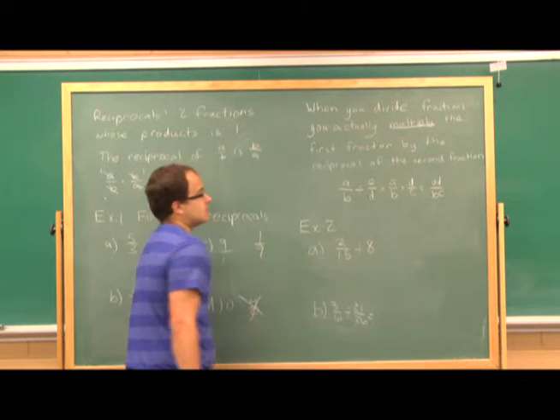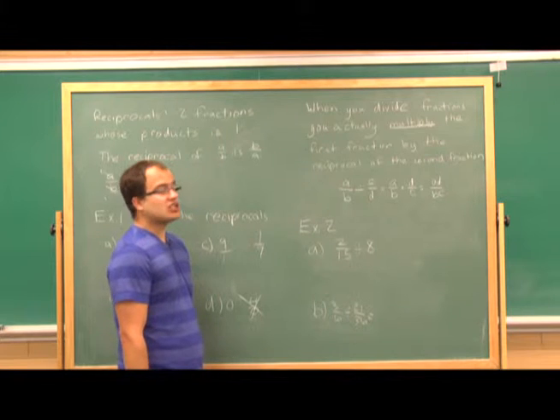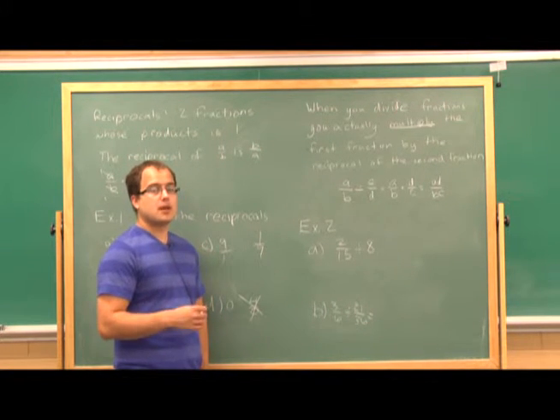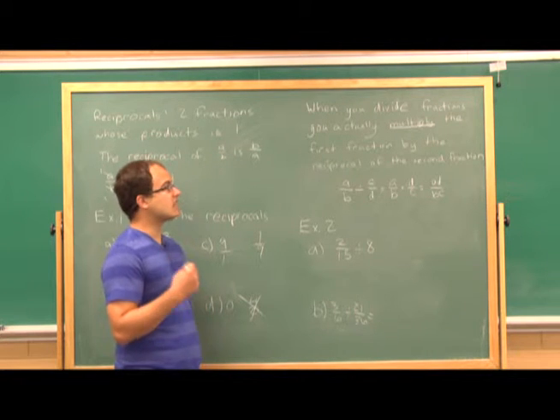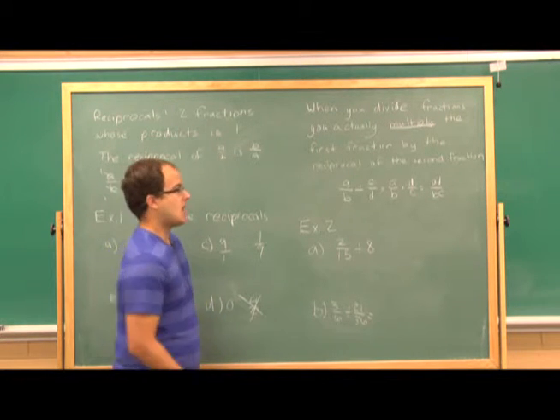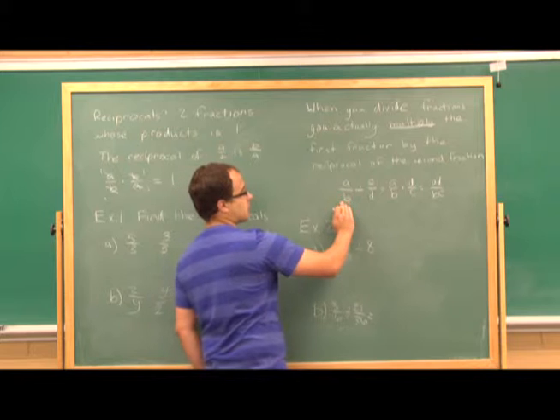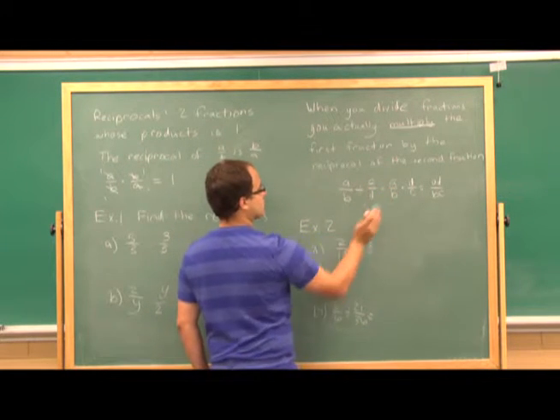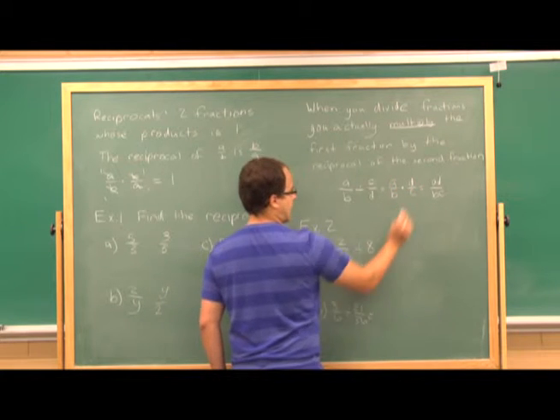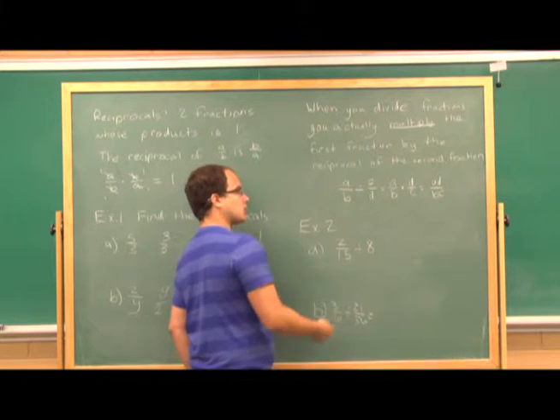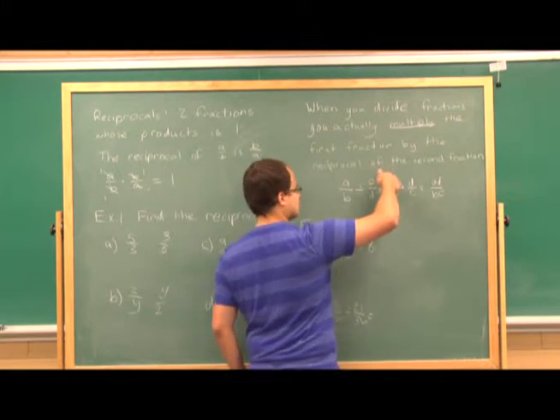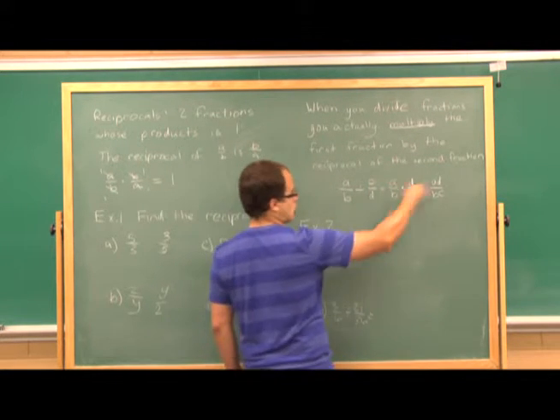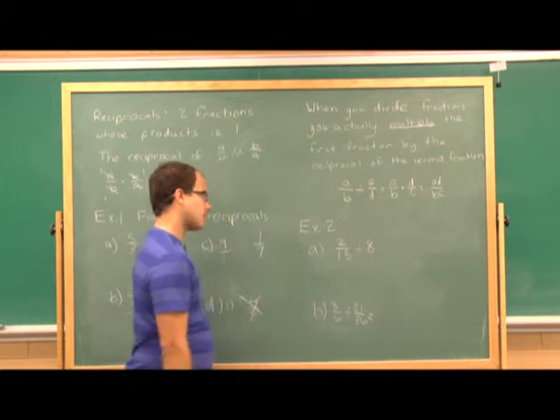Now on to dividing. When you divide fractions, you actually multiply the first fraction by the reciprocal of the second fraction. If you have A over B divided by C over D, that equals the first fraction, A over B, multiplied by the reciprocal of the second fraction. So if I flip that, I get D over C. Then you just multiply as we did in the last section.